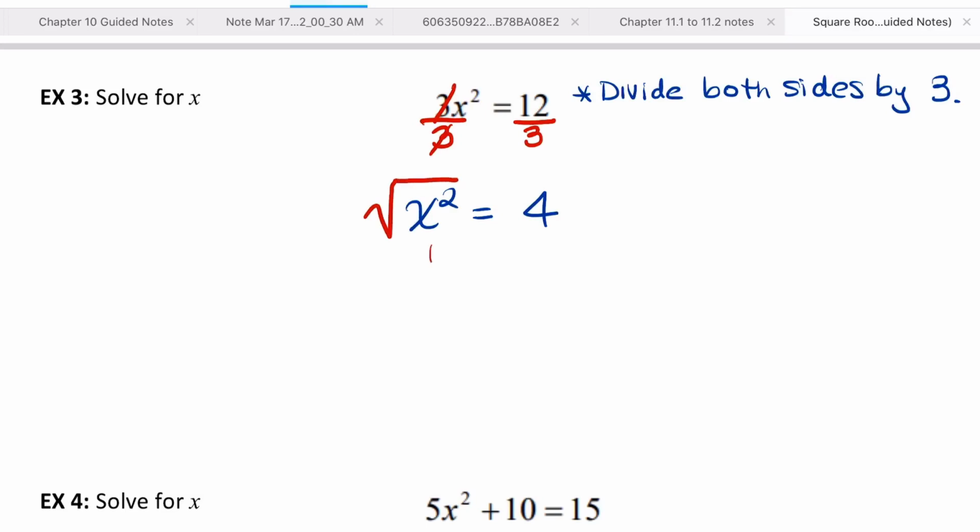So we're going to apply the square root property to both sides. So you got x squared, and then you have the square root of 4, and the square root of x squared is just x, and the square root of 4 is plus or minus 2.